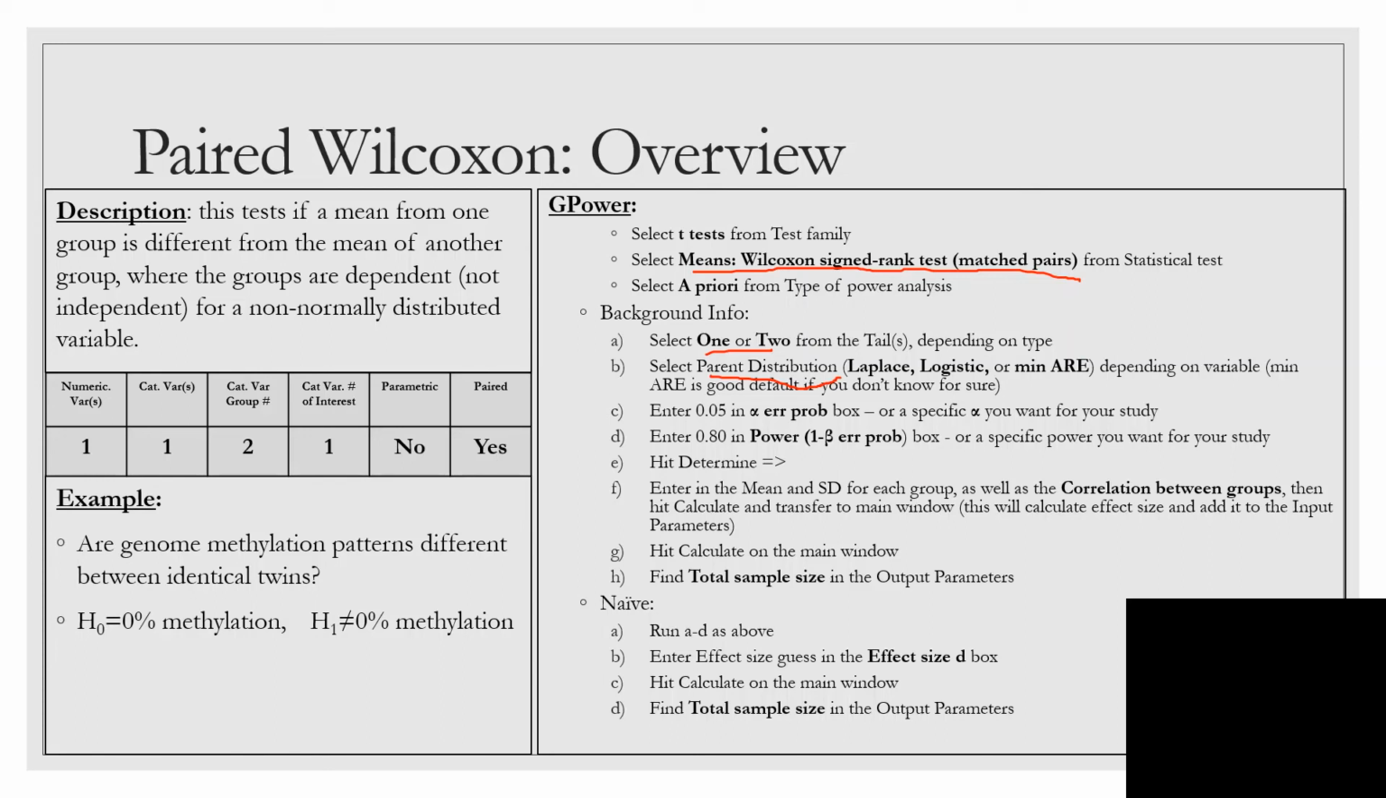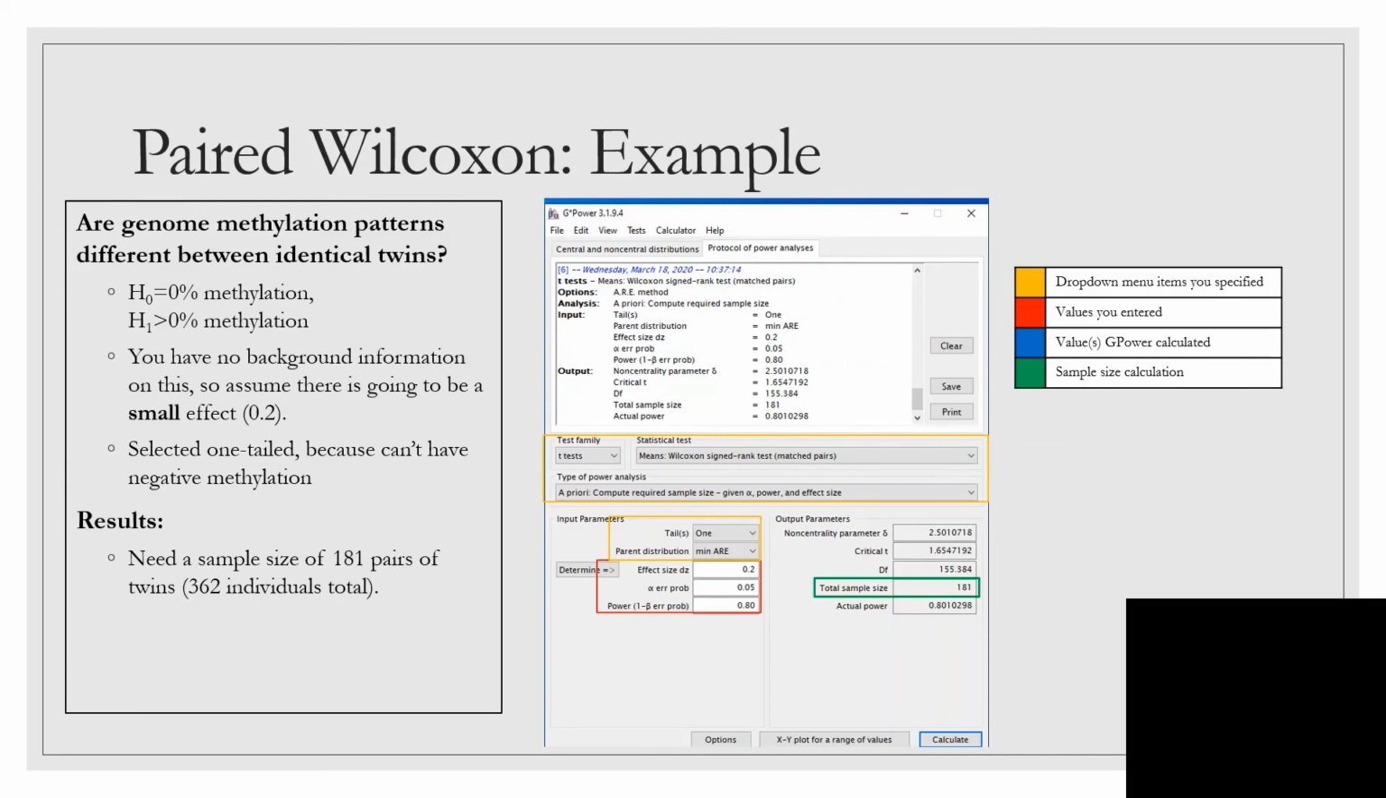like in the paired t-test, you'll need to have correlation in addition to mean and standard deviation. And if you don't have any background information, you would just guess this. So, are genome methylation patterns different between identical twins? Here I would set the null as 0% difference and the alternative as greater than 0. Select one tail because it doesn't make sense to have negative methylation.